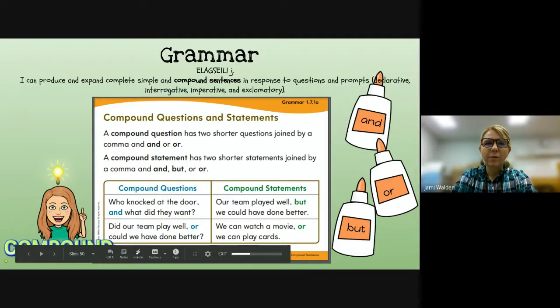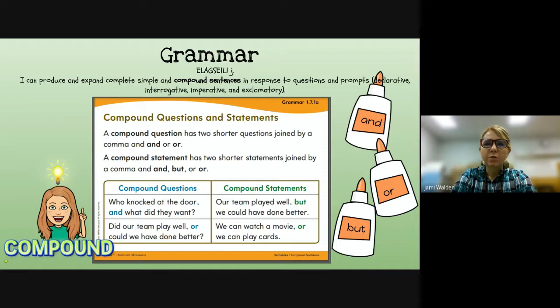This week in grammar, we're going to be working with the learning target: I can produce and expand complete, simple, and compound sentences in response to questions and prompts. So we're going to be specifically working with the compound sentences part of this learning target.